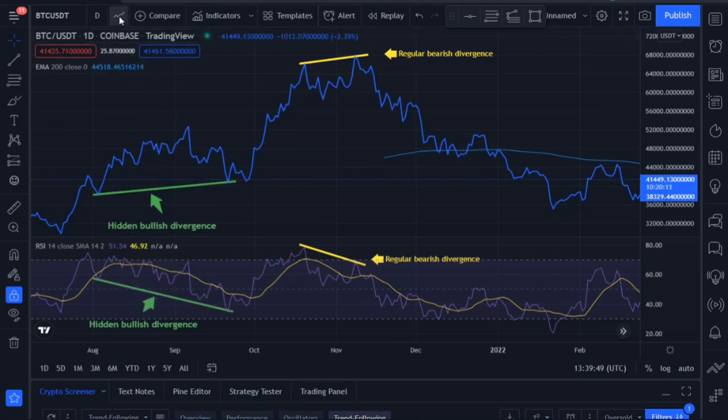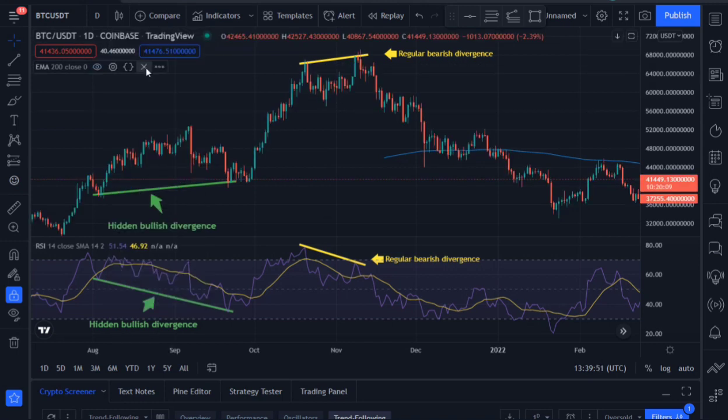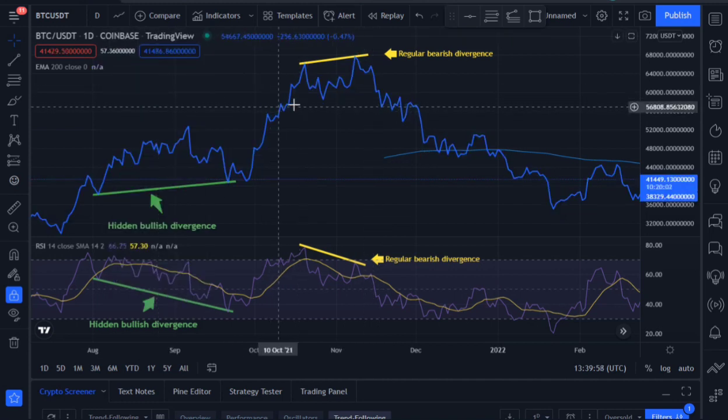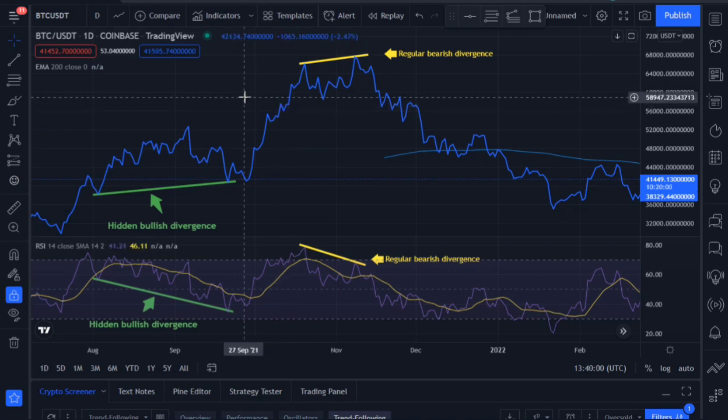The reason why I say you can return it to your candle chart is for you to spot potential support and resistance areas. Even with the line chart, you can still spot potential support and resistance areas. But to make it easier, you have to switch back to the candlestick pattern.